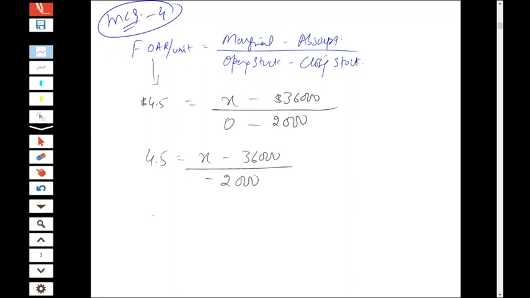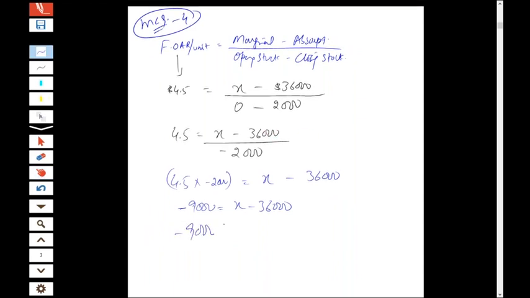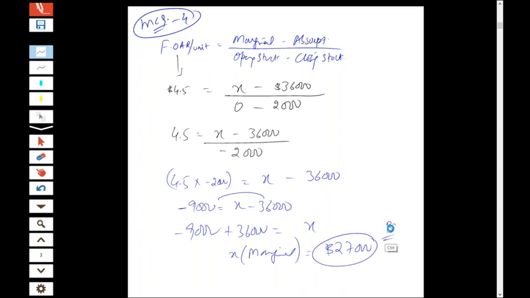And using the basic mathematical trick, 4.5 multiplied by minus 2,000 is equal to X minus 36,000. So 4.5 multiplied by minus 2,000 would result in minus 9,000, which is equal to X minus 36,000. If you further simplify by shifting the figures to the opposite side, then minus 9,000 plus 36,000 gives X, your marginal profit. Option B.